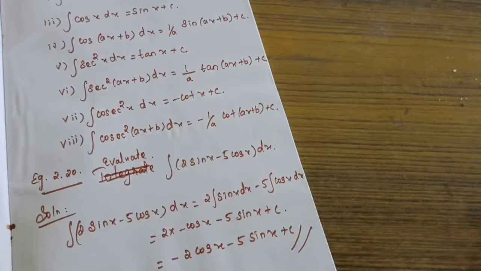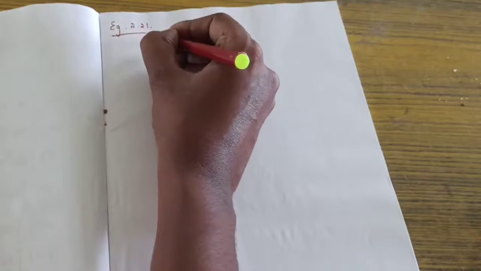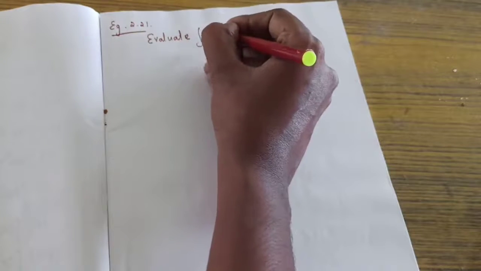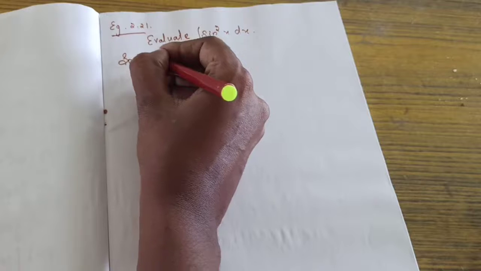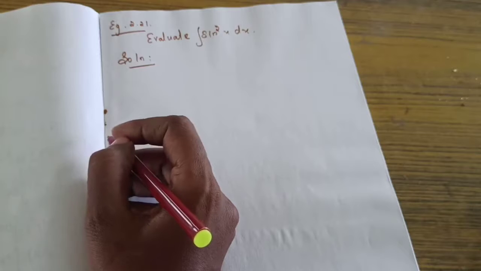Understand? So it's very simple. The integration of sin is minus cos. The integration of cos is sin. Okay, got it? Next question. Example 2.21. Evaluate integration of sin square x dx.